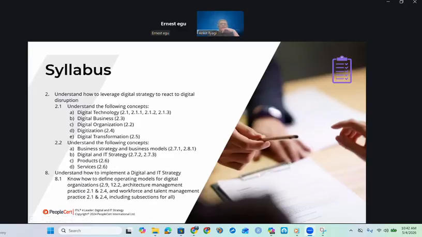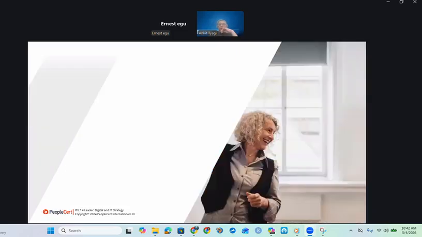So just the syllabus part: understand the following concepts of digital technology, digital business, digital organization, digitization, digital transformation. Understand the concepts of business strategy and business models, digital and IT strategy, products and services, and know how to define operating models for digital organization based on all the practices.